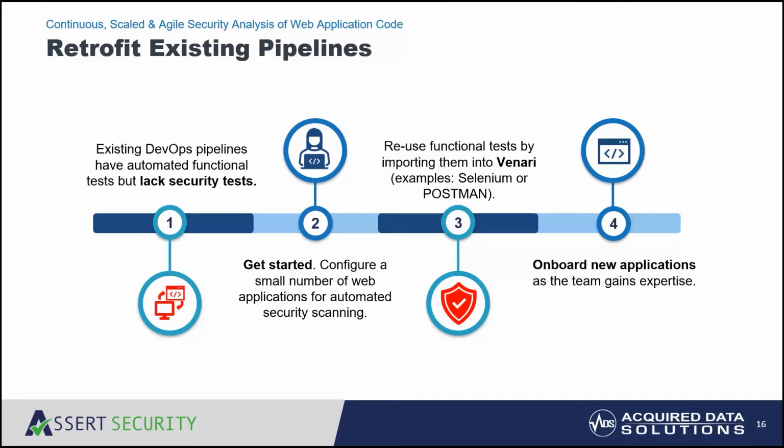To retrofit an existing pipeline and add DAST security automation, the best place to start is with existing artifacts. So Venari allows imports of things like traffic captures from popular tools and formats, which may have already been proxy captures of functional tests in progress. Another important import format is Postman collections for API testing. Venari is fully compatible with Postman collections as an import source.